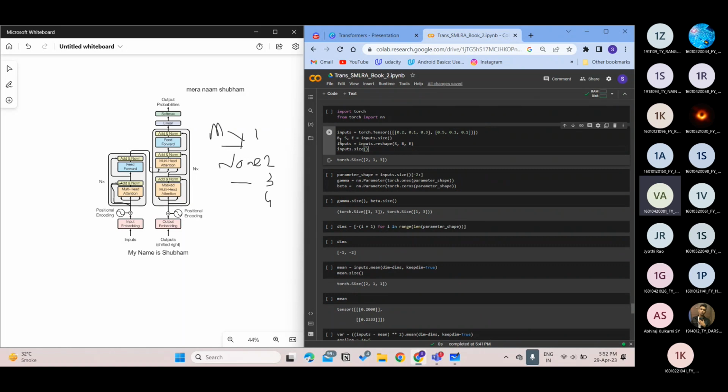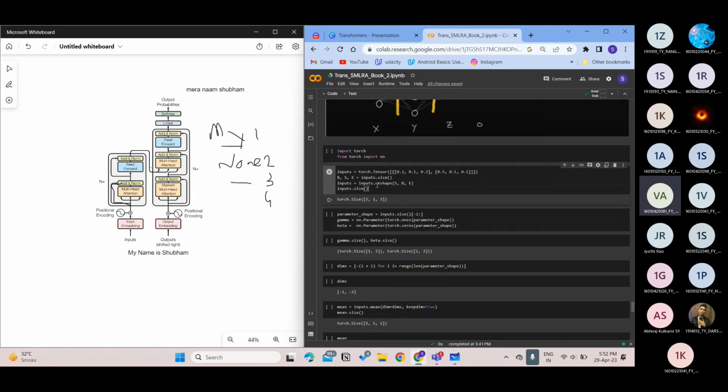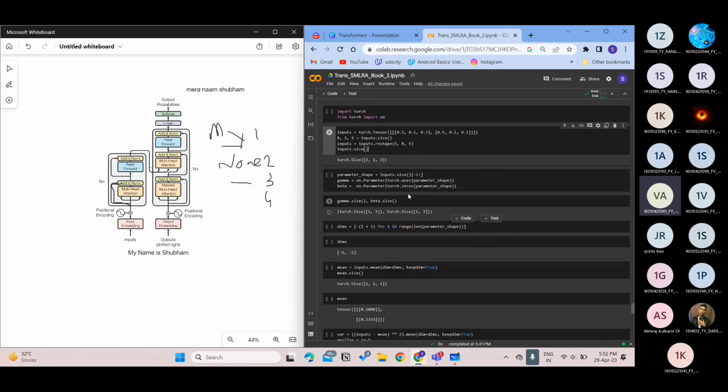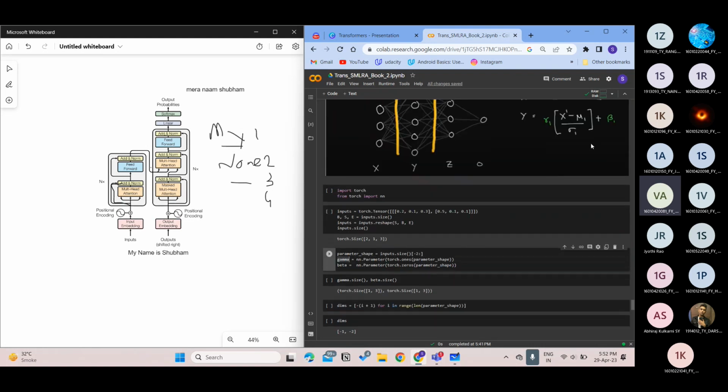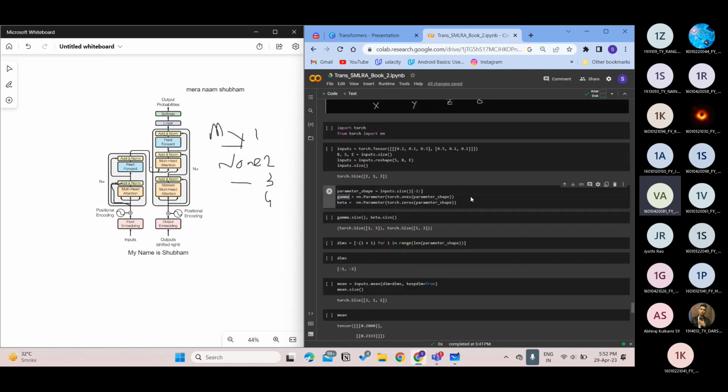The B here stands for the batch size. Don't worry about it as of now. You will understand as you go ahead. So here the important things are gamma and beta. This is gamma and beta. The gamma and the beta have been given here.